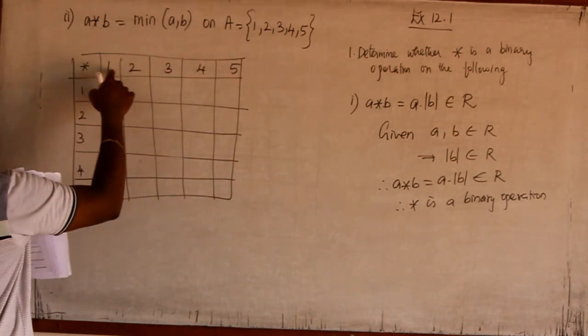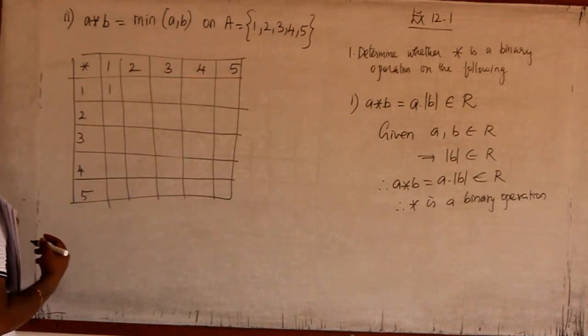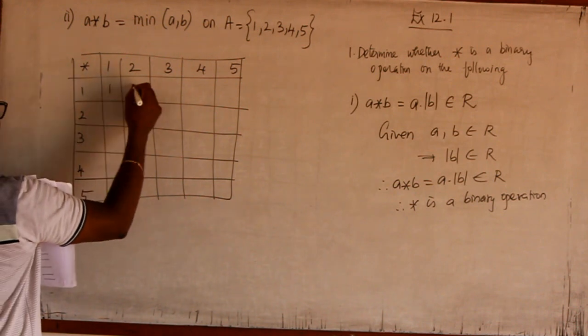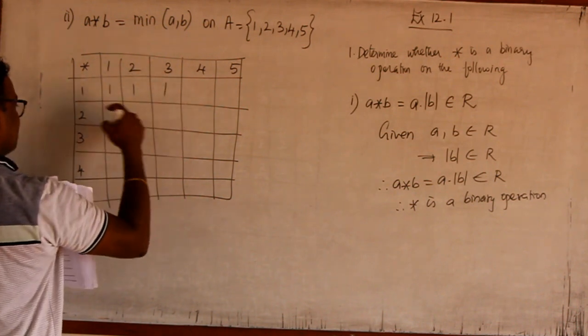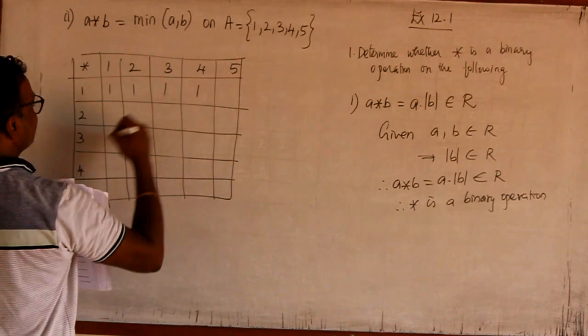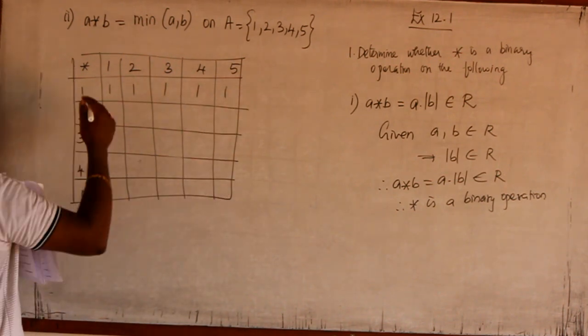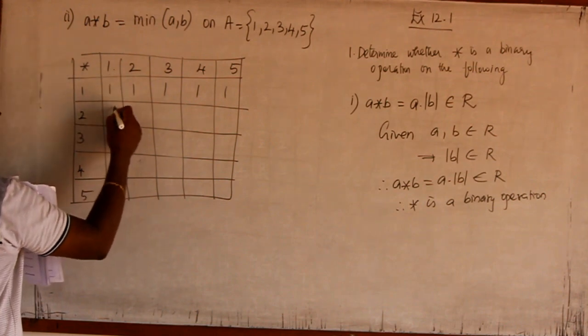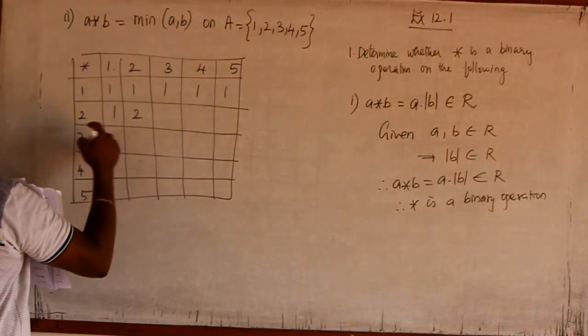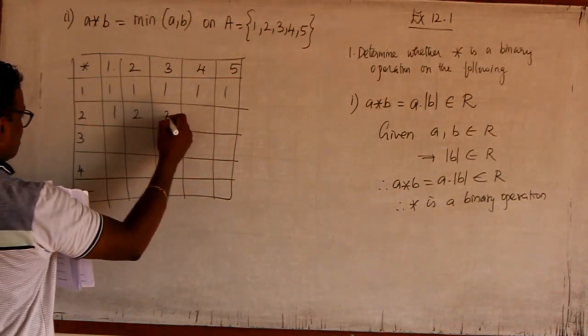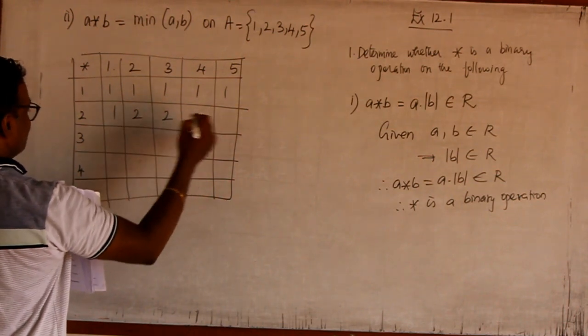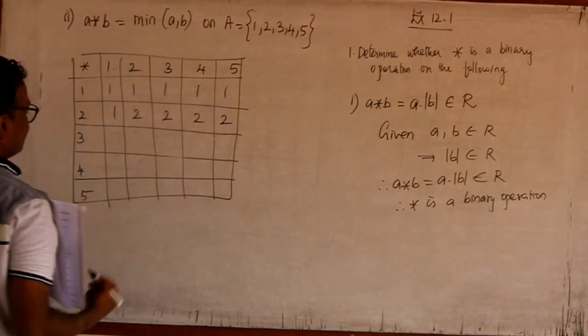That is, when I operate 1 and 1, the minimum is 1. When I operate 1 and 2, the minimum is 1. 1 and 3, the minimum is 1. 1 and 4, the minimum is 1. 1 and 5, the minimum is 1. Similarly, when 2 is operated with 1, the minimum is 1. 2 and 2, the minimum is 2. 2 and 3, the minimum is 2. 2 and 4, the minimum is 2. 2 and 5, the minimum is 2.